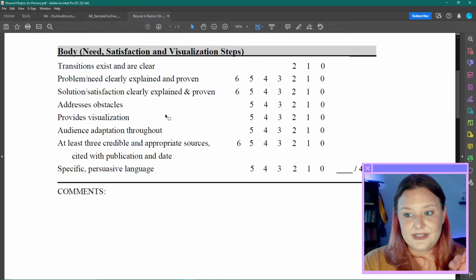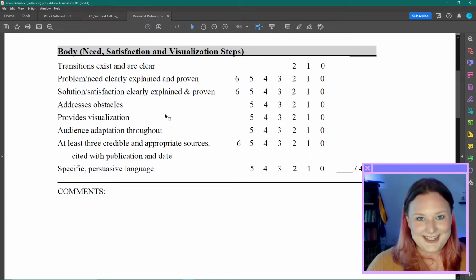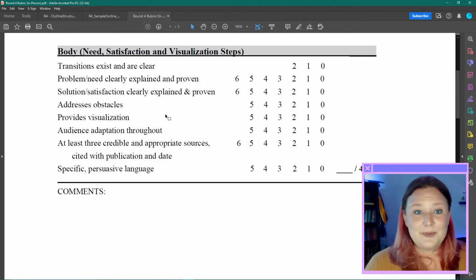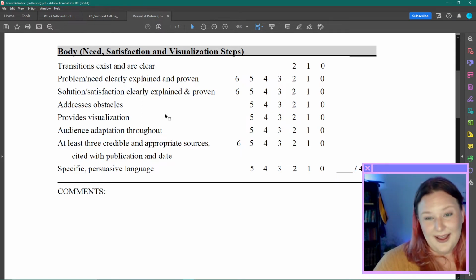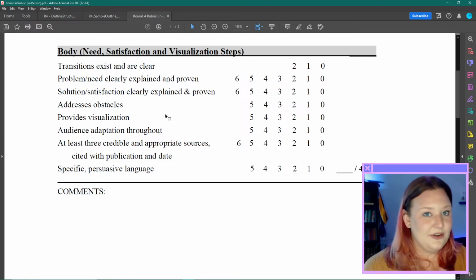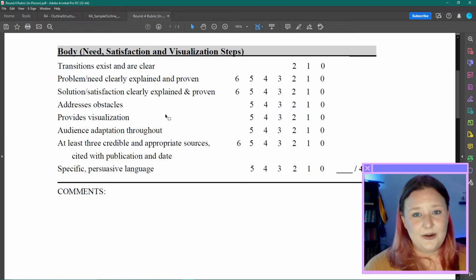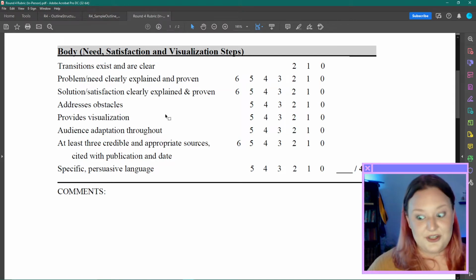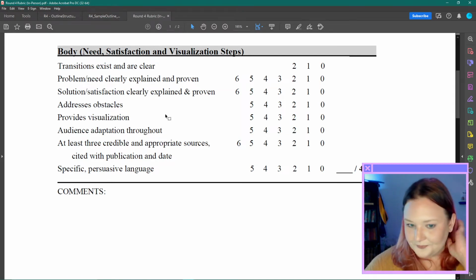If you're still having trouble figuring out what this looks like in a speech, the sample speech about the Eastern Illinois Food Bank, I think, had an excellent visualization section to it. So definitely go watch that or browse through that sample outline to see what a great visualization step looks like.